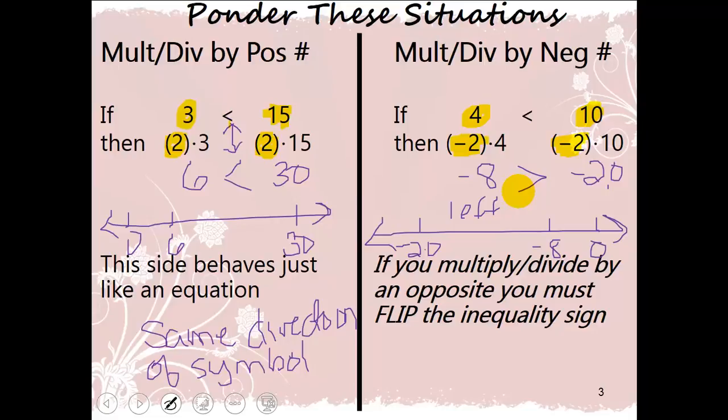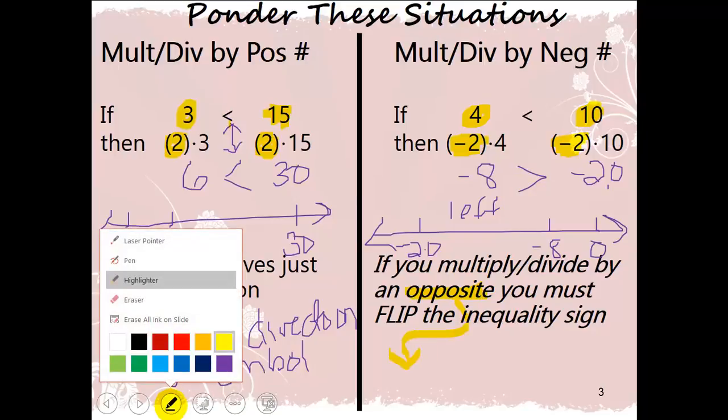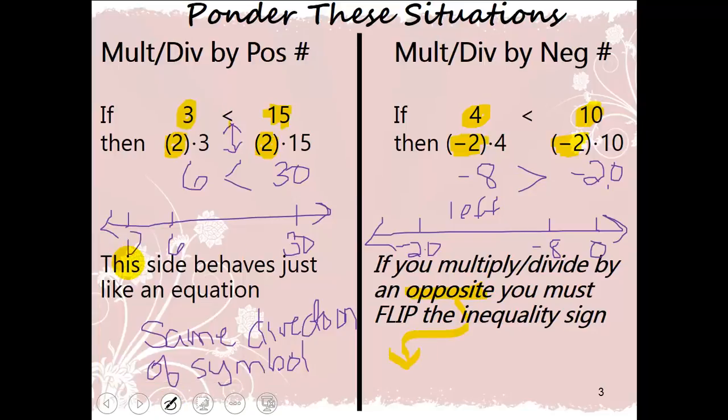So when you multiply or divide by an opposite, I'm going to highlight that word opposite, and I want you to interpret it as negative. Anytime you see the word opposite, you think negative, or flip the sign. If you multiply by a negative or divide by a negative, you have to flip the inequality symbol. Notice how we flipped.